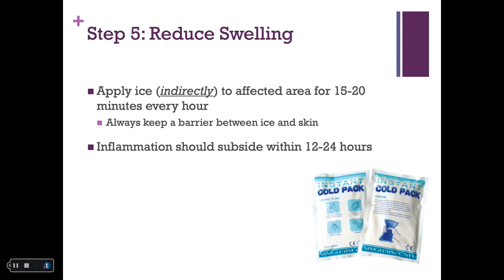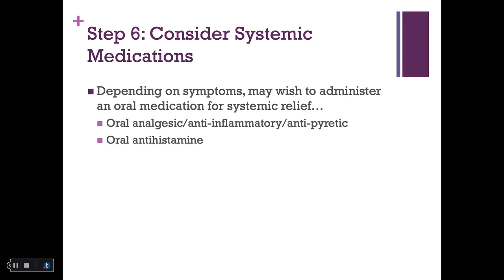Okay, so we've got the wound dressed. Now we need to think about other ways to reduce symptoms. One way might be to reduce swelling by applying ice. And that can be indirect, so usually we'll have some sort of washcloth or cloth or barrier between the ice and the skin, and apply that for about 15 to 20 minutes about every hour. But you always want to have a barrier between the ice and the skin. And usually your inflammation goes away pretty quickly.